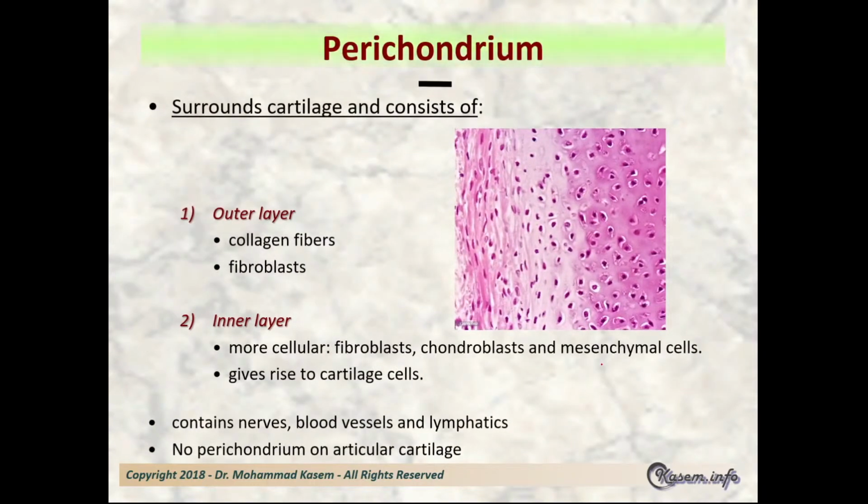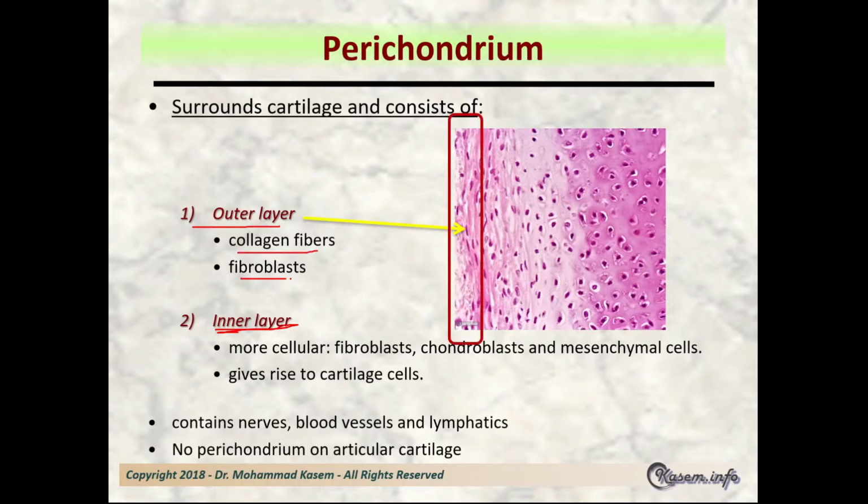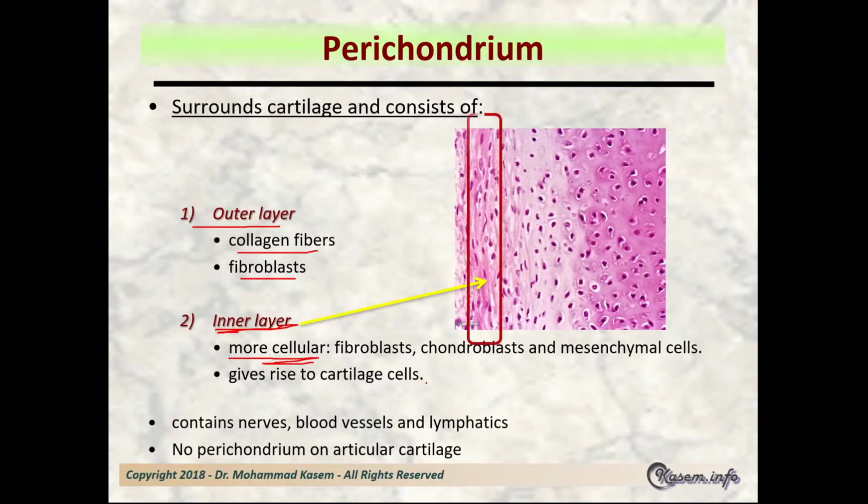The perichondrium is a unique area. We can find an outer layer here and an inner layer. The outer layer is fibrous. Here, at the yellow arrow, this is the outer layer, with collagen fibers and fibroblasts. And the inner layer is the most cellular, the area where it regenerates and forms other cells: the fibroblasts and chondroblasts here, and mesenchymal stem cells.